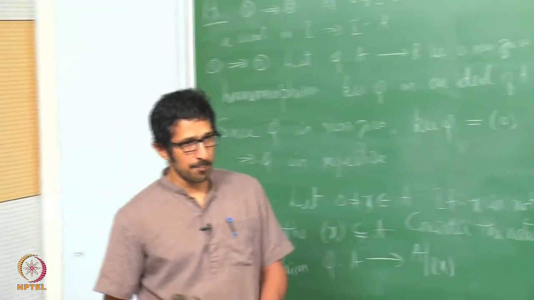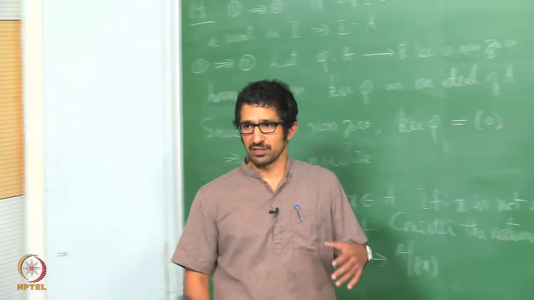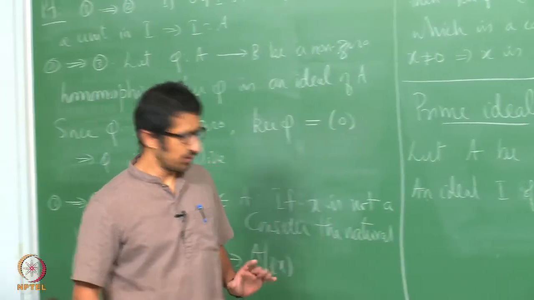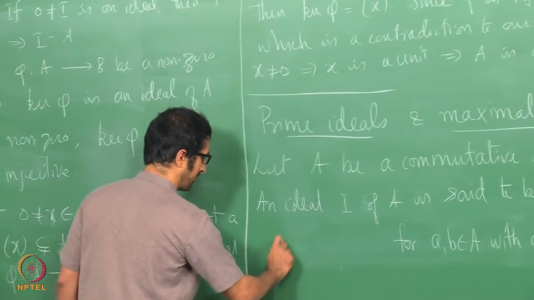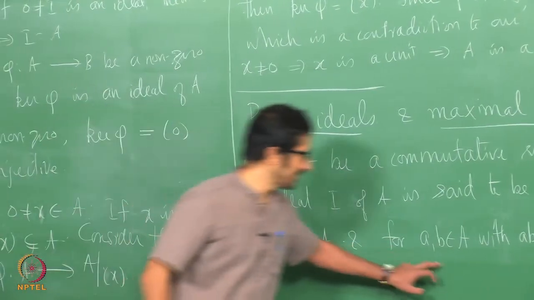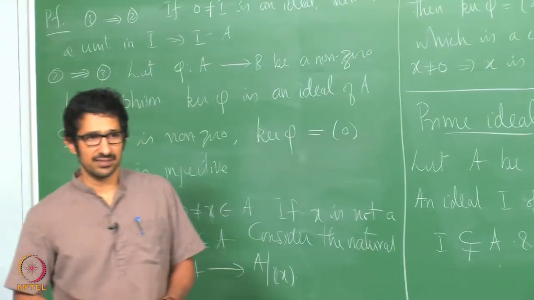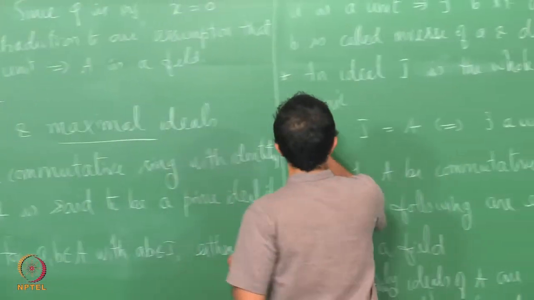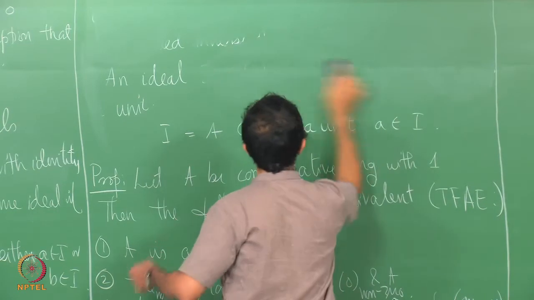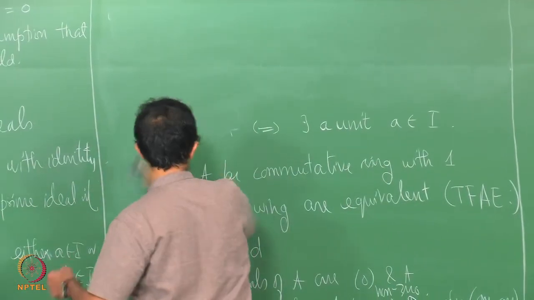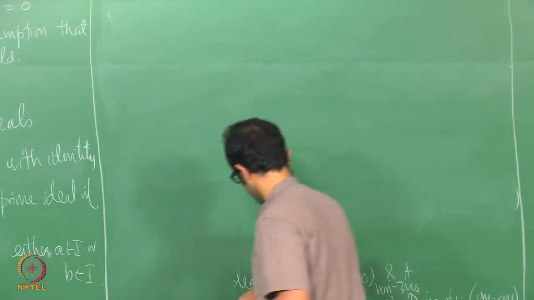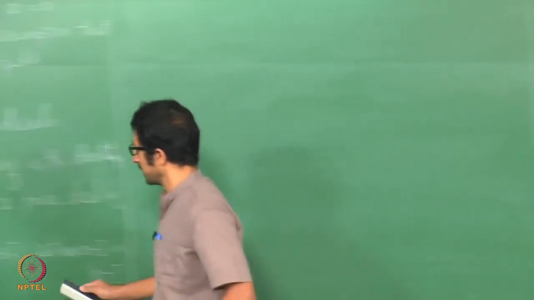Right? And it is an ideal, but we are not bothered about the whole ring. When we are studying prime ideals, we avoid the whole ring and say that I is a prime ideal if I is a proper ideal of A and these conditions are satisfied. Or in other words, a proper ideal is said to be a prime ideal if for any product ab belonging to I, either a is in I or b is in I. Can you give me some simple examples of prime ideals?